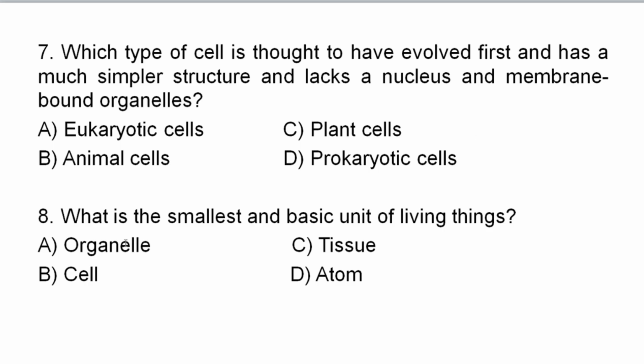Question number 8. What is the smallest and basic unit of living things? A. Organelle, B. Cell, C. Tissue, D. Atom. Good. I think you got the answer. Cell. Cell is the smallest and basic unit of living things. All living things are made from what? Cells. So cell is the smallest unit of living things, or cell is the basic unit of living things. So the correct answer for question number 8 is B, cell.